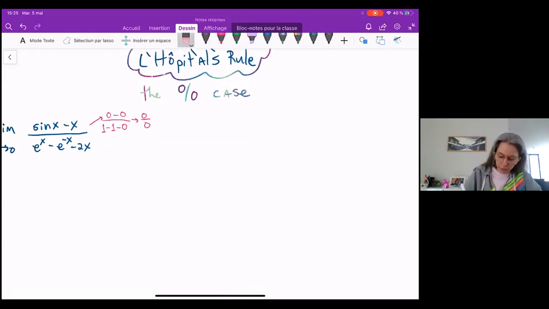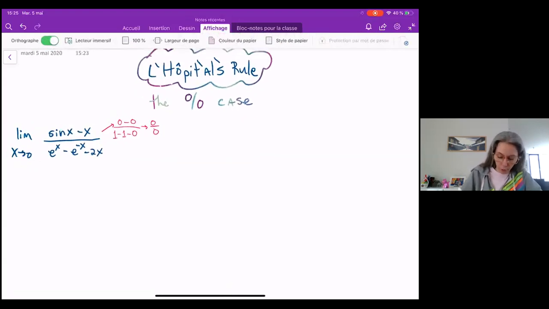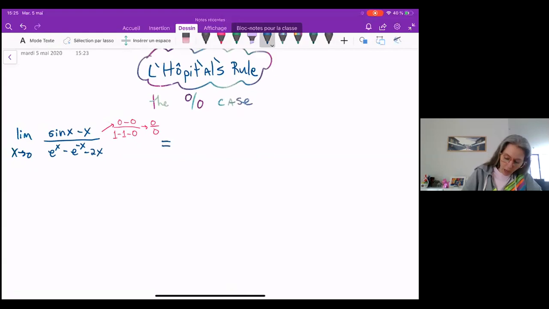And when we have 0 over 0, we are allowed to use L'Hopital's rule. So equals, we'll put a little HR on top to show that we're using L'Hopital's rule, for yourself and for me, your teacher. And then we will apply L'Hopital's rule. So we want to do the derivative of the top divided by the derivative of the bottom. We're not doing a quotient rule here. We're doing derivative of top, derivative of bottom.